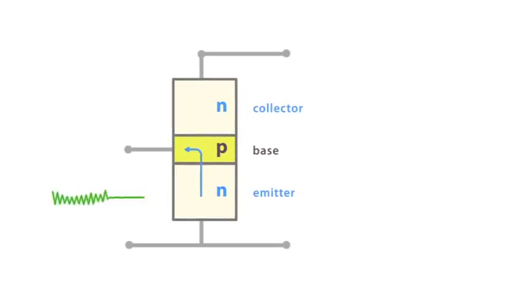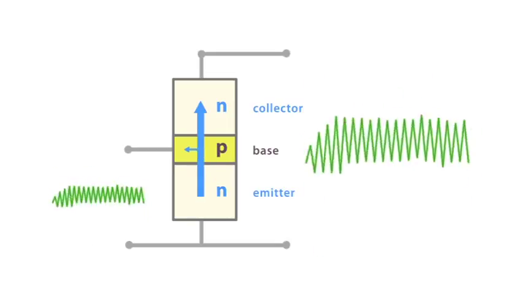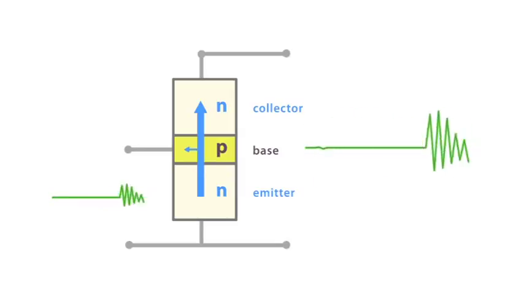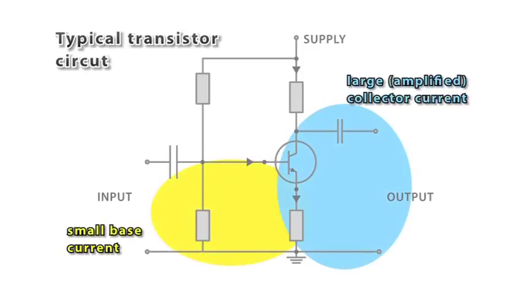A small signal in the base-emitter circuit causes a much larger, amplified signal to flow from emitter to collector. In this circuit, a small base current here produces a large, amplified current here.